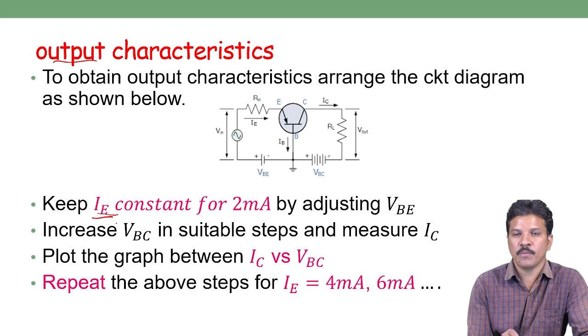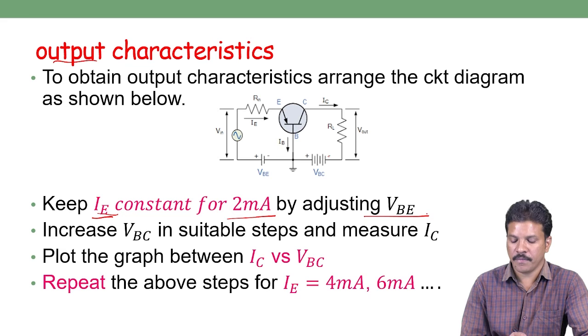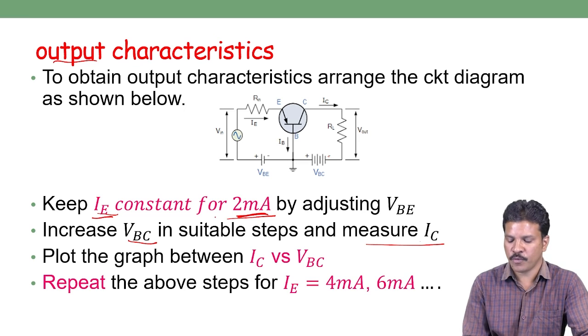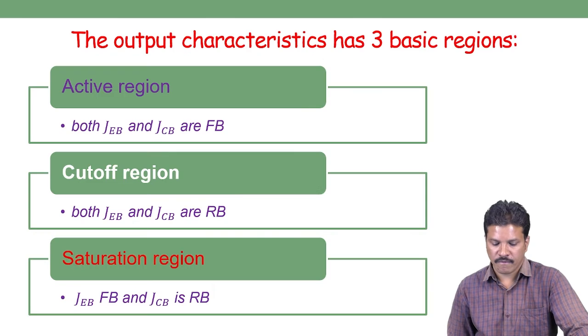Keep the input current constant at 2 milliampere by adjusting the base voltage, and increase the collector to base voltage in suitable steps and measure IC, so that we can draw the graph between output current and output voltage. See one graph here.